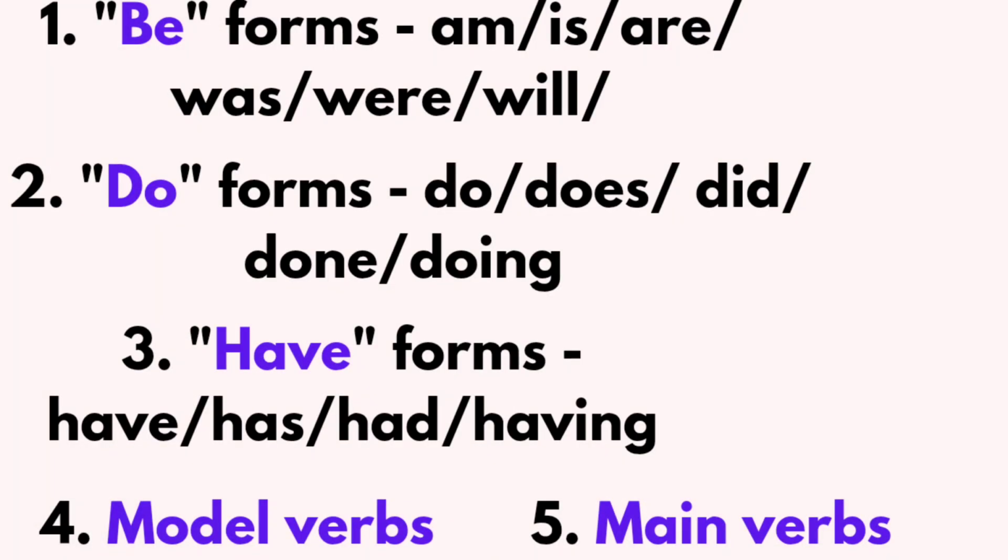Here are all finite verbs. Be forms: am, is, are, was, were, will. Do forms: do, does, did, done, doing. Have forms: have, has, had, having. And modal verbs, and finally main verbs. These are all finite verbs. They help us to identify the tense. First point. Second one, finite verbs agree with the subject of the sentence. Second point. Third point is they play the main verb of the sentence.